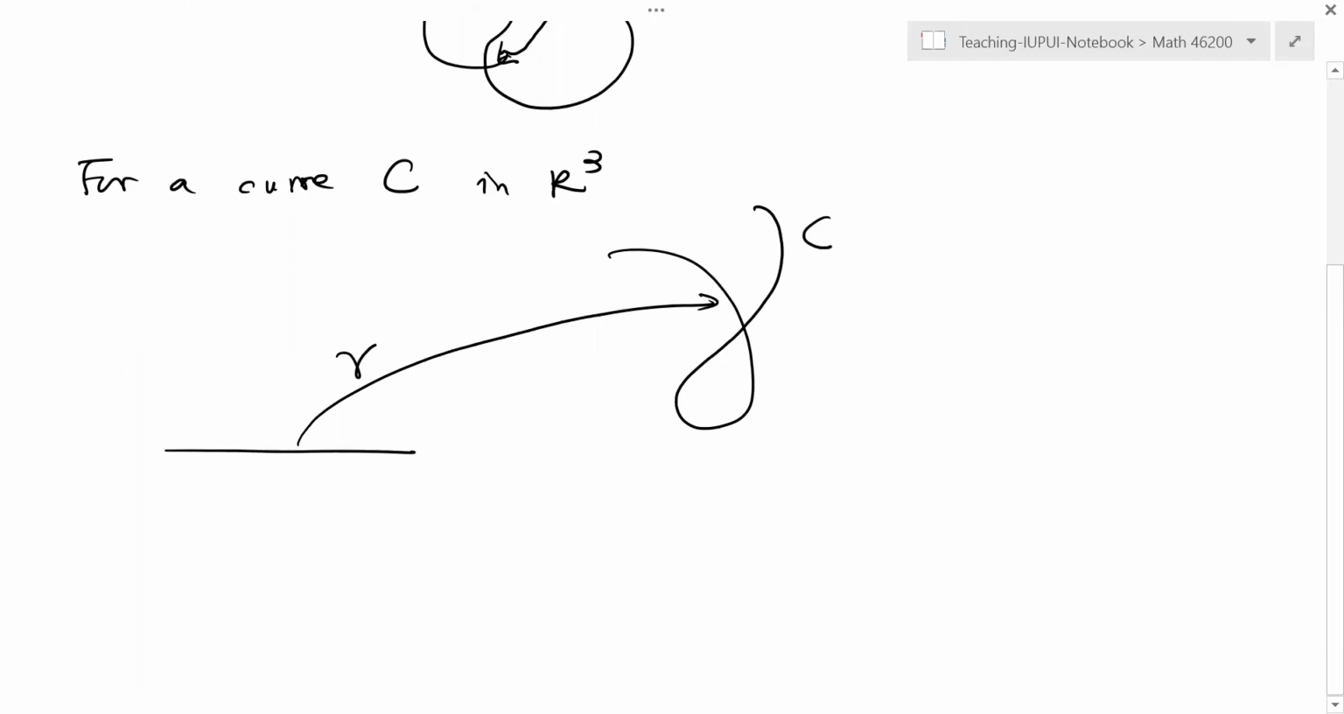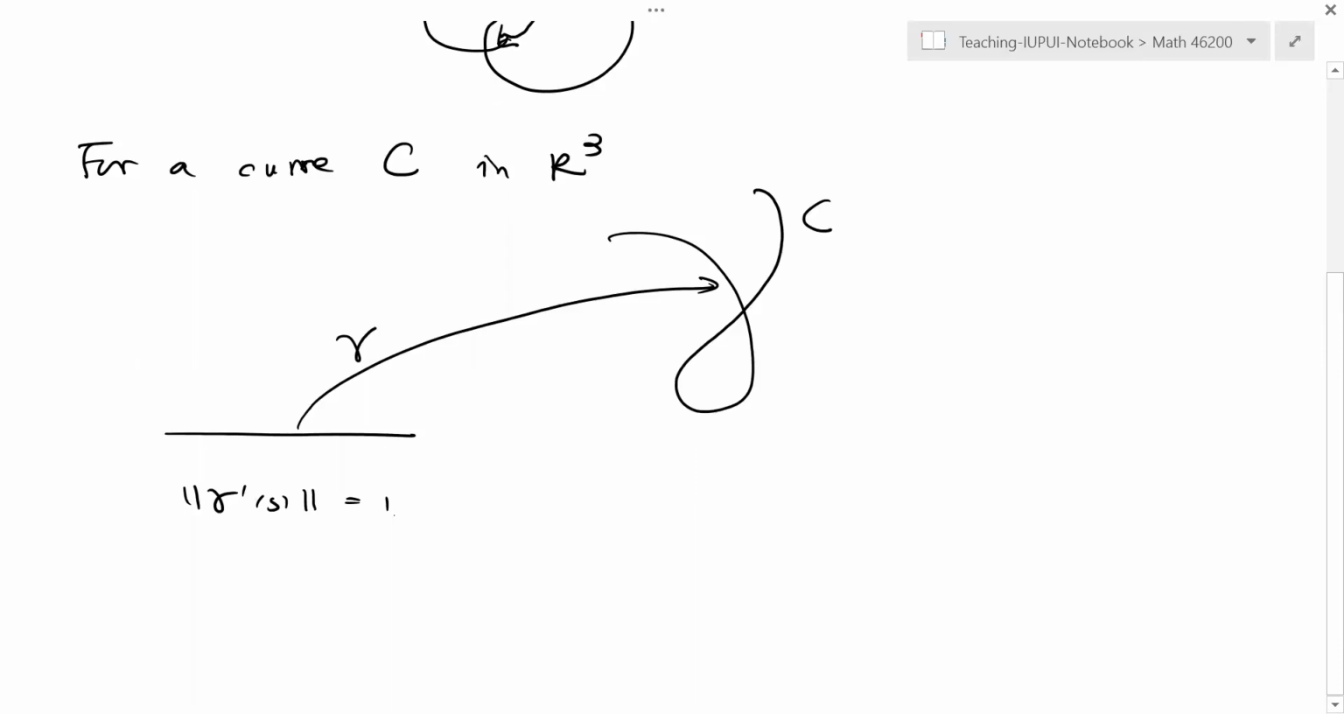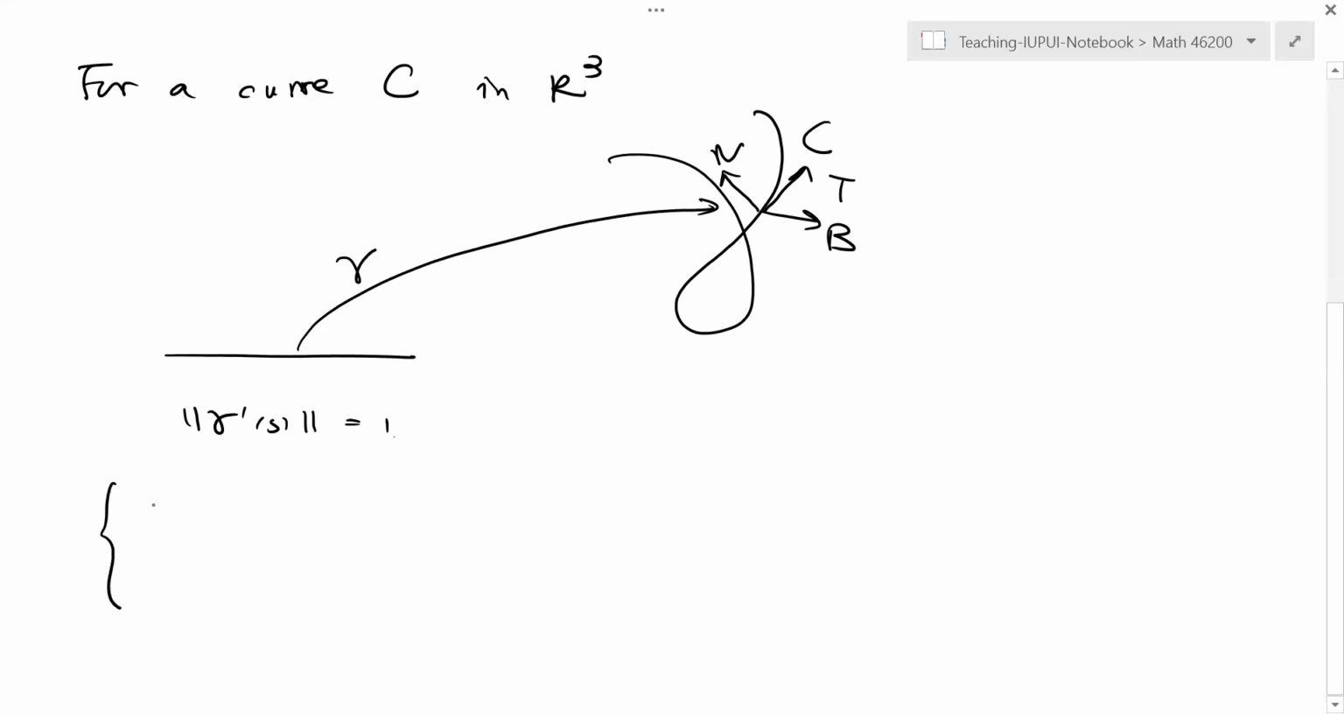Now, if this is arc length, then you have a tangent vector T, the normal vector N, and the cross product of these two, B. So this frame satisfies the following equations: T prime equals kN, and then N prime is going to be negative kT plus τB, and B prime is going to be negative τN.